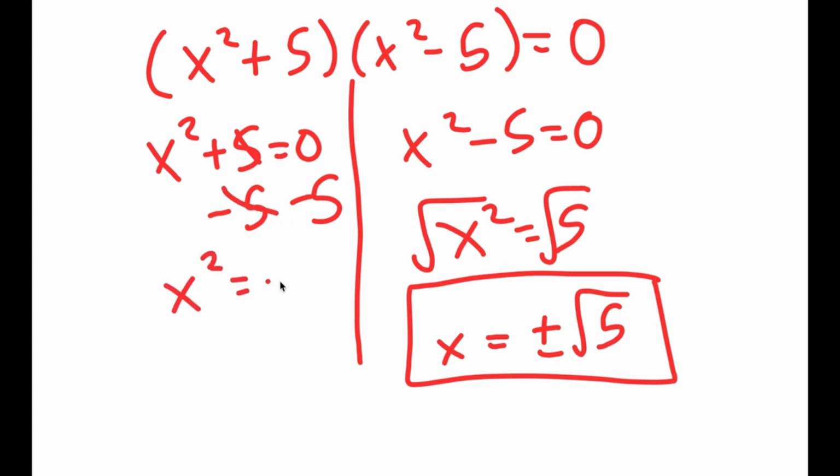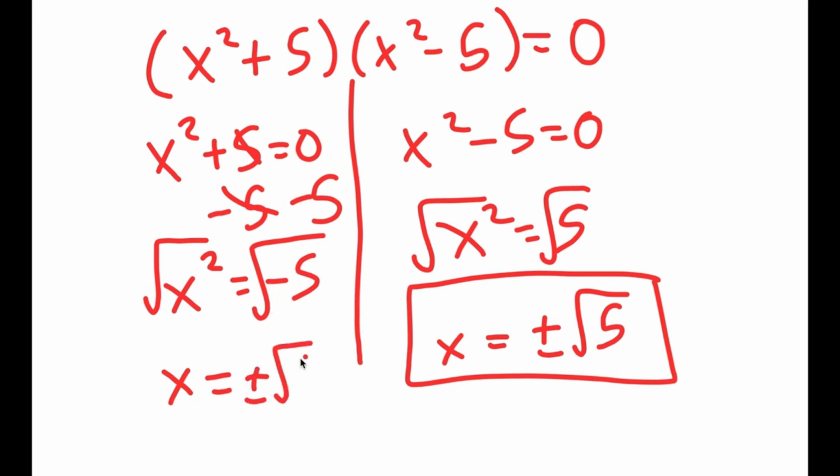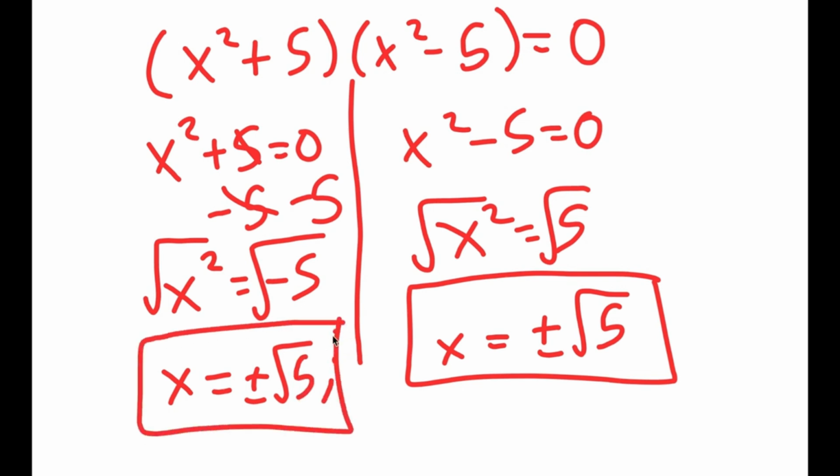Now for x squared plus 5 equals 0, I can subtract 5 on both sides. So I get x squared is equal to negative 5. If I take the square root, I get x is equal to the square root of negative 5, which is equal to the square root of 5 times i. So these are my four solutions to this equation.